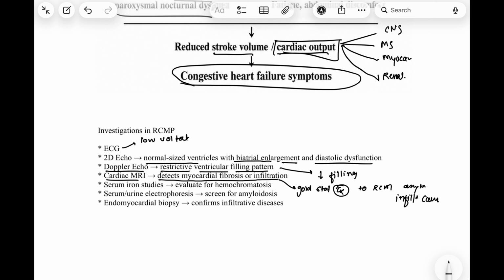Right? For hemochromatosis, we have iron studies. For amyloidosis, we also have urine and serum electrophoresis. So these are the investigations that we can perform in restrictive cardiomyopathy.